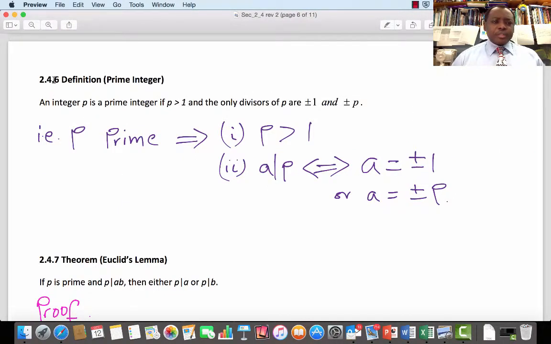Subsection 2.4.6, definition. An integer p is a prime integer if p is greater than 1 and the only divisors of p are plus and minus 1, plus and minus p, i.e., p prime implies: 1. p is greater than 1. 2. An integer a divides p if and only if a equals plus or minus 1 or a equals plus or minus p. So 1 is not prime. The smallest prime number is 2, and 2 is the only prime number that is even.